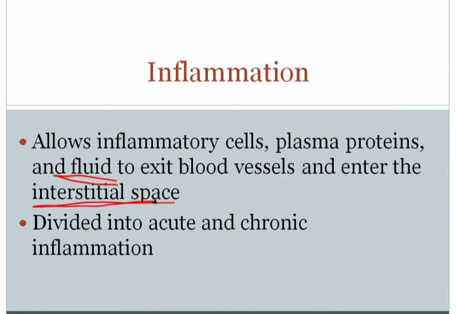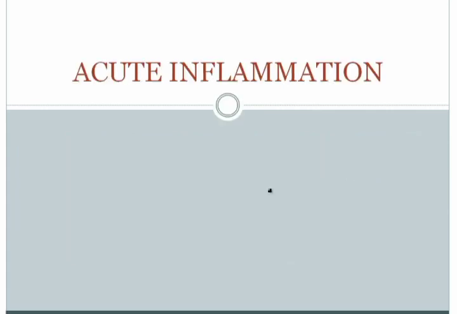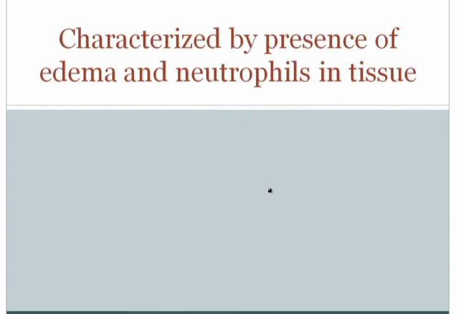And this can be divided into acute inflammation and chronic inflammation. And again, acute inflammation will be hallmarked by neutrophils and chronic inflammation by lymphocytes. So your text then goes into acute inflammation, and that's going to be the next major subtopic. So acute inflammation is characterized by two things. Number one, edema, and number two, neutrophils.